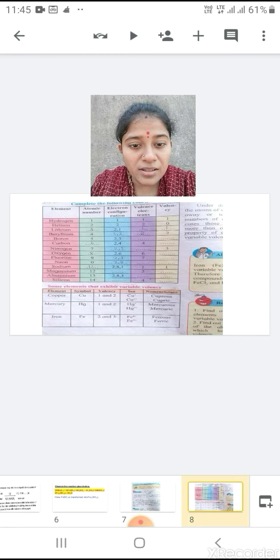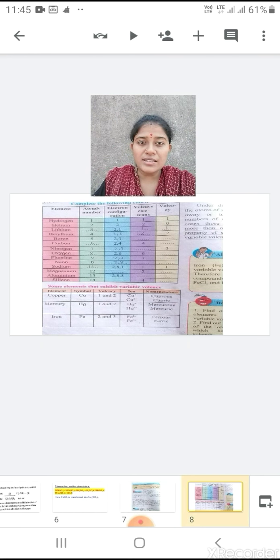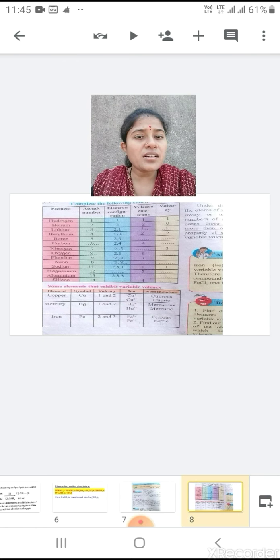see the table down there, they have given us some of the elements that exhibit variable valencies. That means, for example, we all know the valency of sodium is 1. That is not variable, whatever the condition, the valency of sodium will be 1, isn't it? But there are a few elements which have variable, that means more than one, valency. So here they have given examples: copper, mercury, iron.